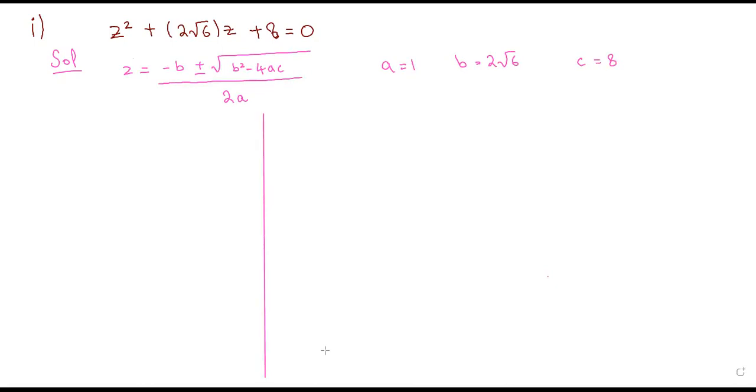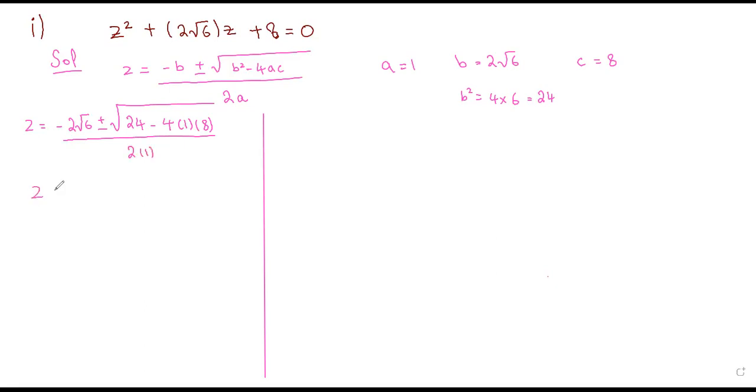Now let's do it properly. Okay, so z is going to be minus b. So minus 2 under root 6 plus minus under the root b square. What would be b square? B square would be 2 square is 4 multiplied by under root 6 square, that would be 6, and it is going to be 24, right? Yes. Okay, 24 minus 4 into a, that is 1, into 8, divided by 2 multiplied by 1.